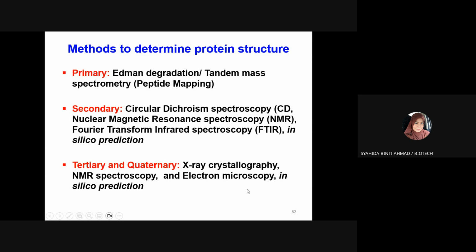to do this experiment. Okay, but just to give you the idea what the instruments are that are used: NMR and electron microscopy, and also in silico. In silico means you use computerized software to predict the tertiary or quaternary structure.